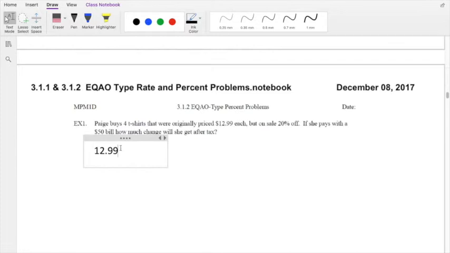Now 20% off is the same as saying 100 minus 20, so we're going to pay 80%. We're going to pay 80%. So let's times this by 0.8. That's going to tell us how much 1 shirt is.